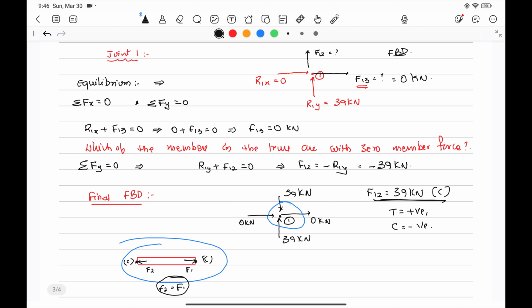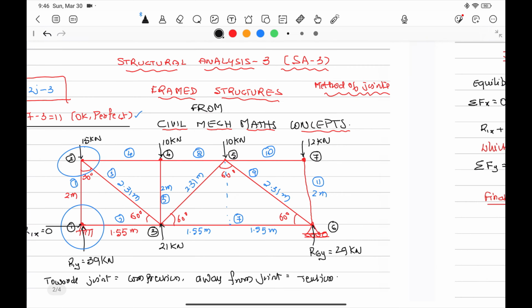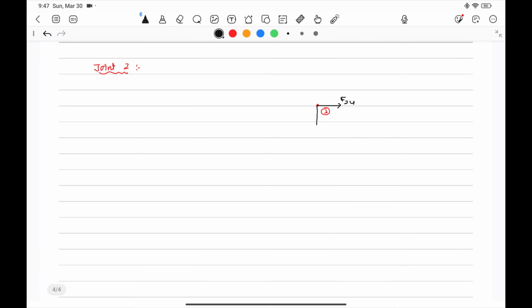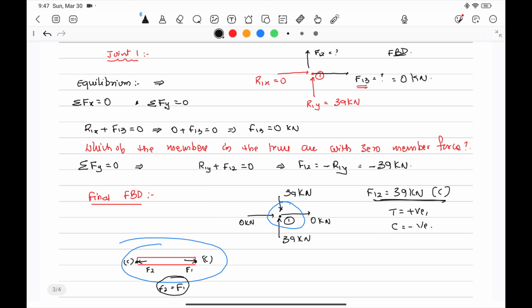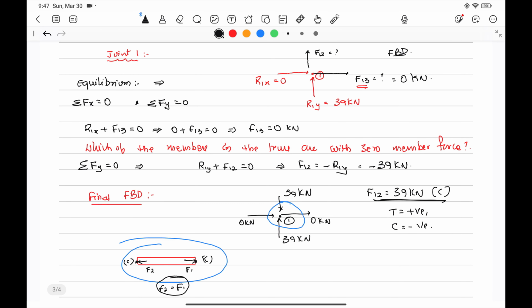You can remove the sign. Now, compression means it is towards the joint. Compression, I have told in the beginning itself, compression is towards the joint. Away from the joint is tension. Now towards the joint. That means, if in the same member, F1 is compression, F2 cannot be tension. F2 should be compression. Same member without the external forces influence. When you write the free body diagram, this should be compression towards the center. That is F12.